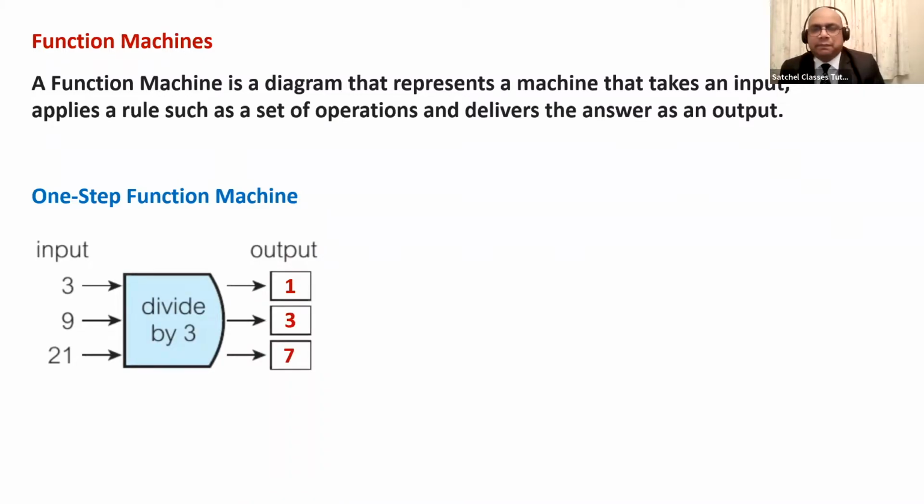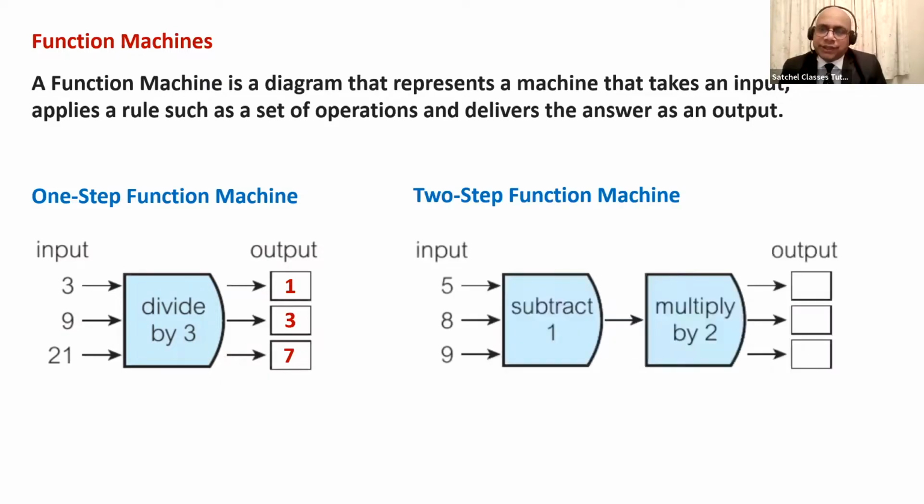As simple as that. We can have two-step function machines as well, wherein there are two rules which follow each other. For example, the first rule says subtract 1. After that, we need to multiply by 2. So for each of the inputs, what will be the output? So 5 minus 1 is 4, times 2 is 8. For the second input, 8 minus 1 is 7, times 2 is 14. And for the third input, 9 minus 1 is 8, times 2 is 16. Right? So these are called function machines.